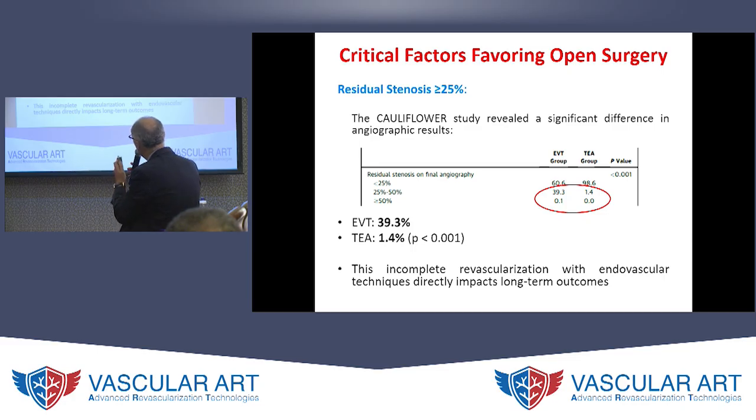The study revealed significant difference in angiographic results, and we are talking completion angiography at the end of the procedure, with 39.3% of those undergoing endovascular therapy left with 25 to 50% residual stenosis as compared to 1.4% of the open surgery arm. And this incomplete revascularization with endovascular techniques is logically something that could impact on long-term outcomes.